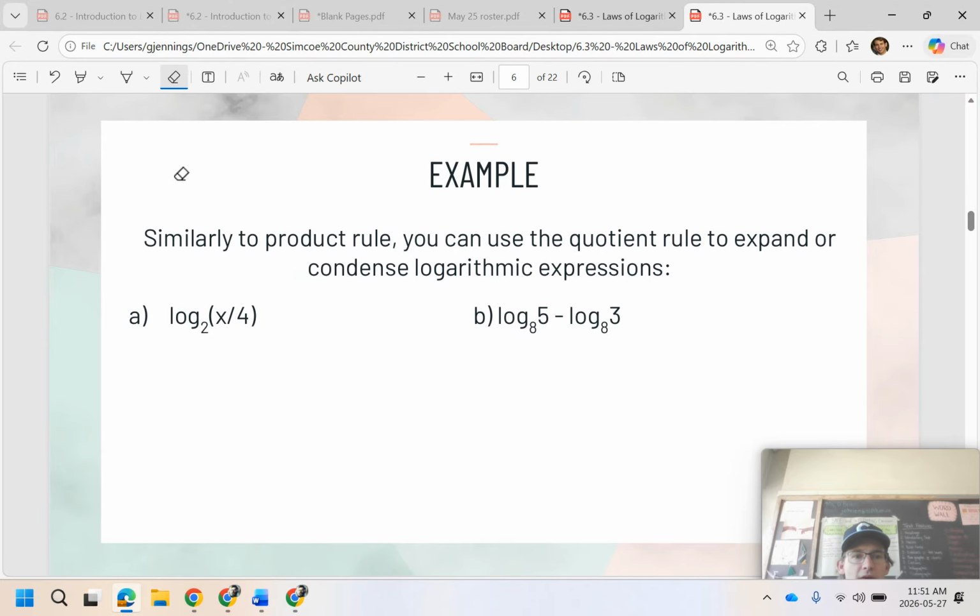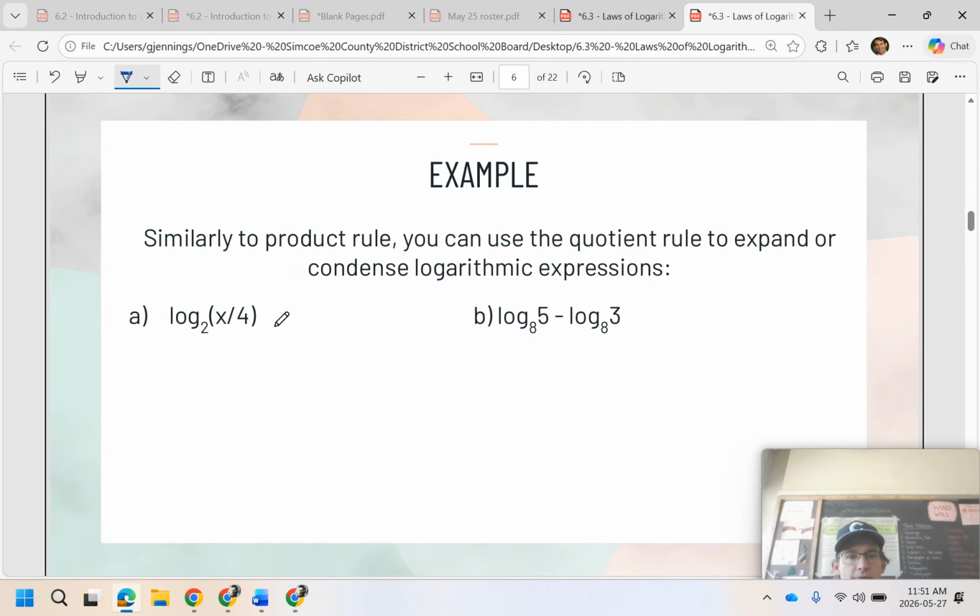Over here we have log 2 of x over 4. That's the same thing as log 2 of x minus log 2 of 4. Note, division, like subtraction, is sensitive to what order you do things in. 5 minus 8 is not the same thing as 8 minus 5, the same way 16 divided by 4 is not the same thing as 4 divided by 16.